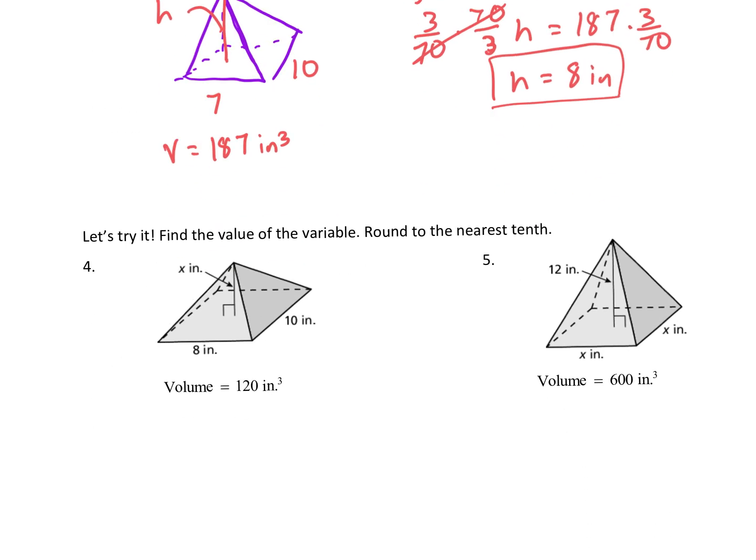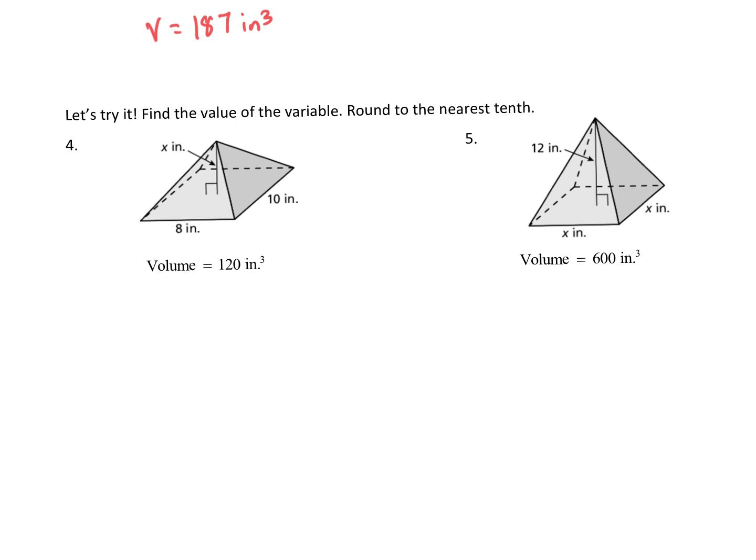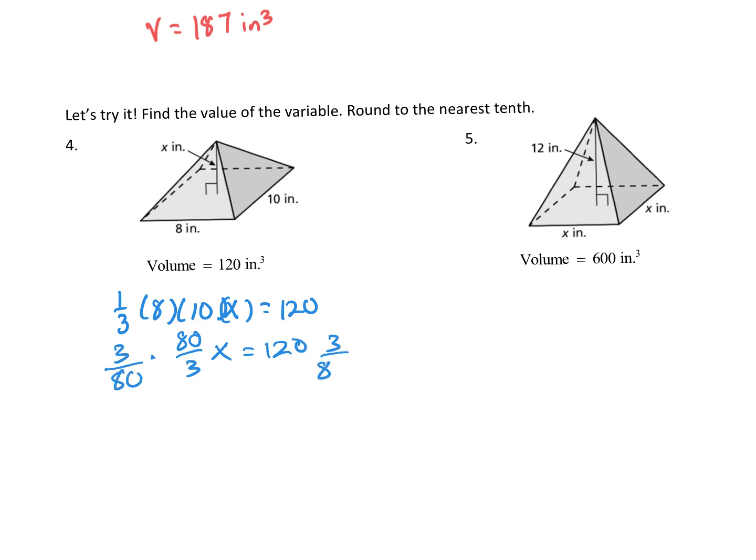So let's try that, put that to use. Same thing, to find the variable. So this is 1/3 times 8 times 10 times x gives us 120 inches cubed. 8 times 10 is 80 over 3, x equals 120. Multiply both sides by 3 over 80. This cancels out. X is then 4.5 inches.